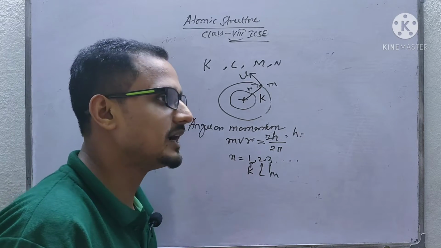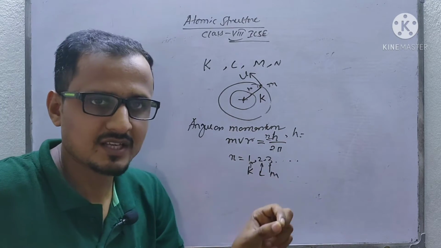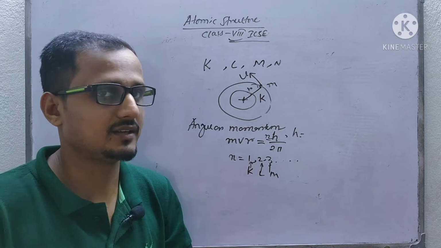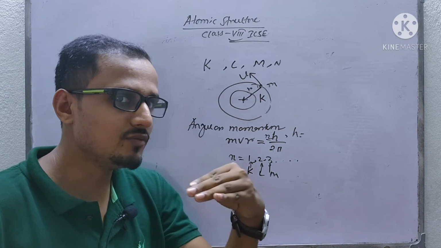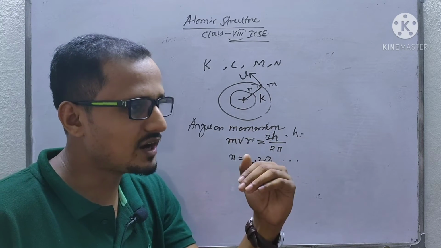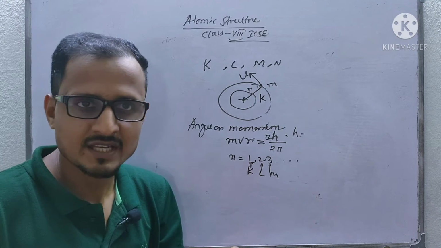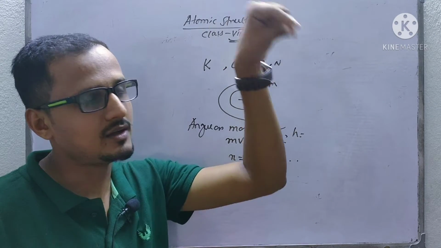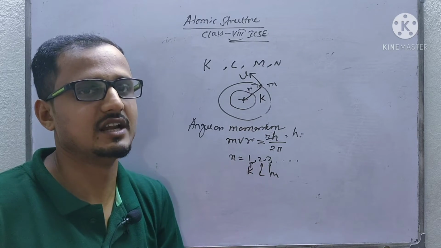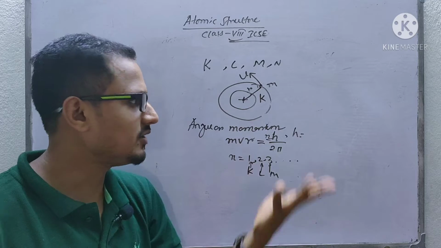Now again Bohr told that while revolving around the nucleus in an orbit, the electron will neither gain energy nor radiate energy. But while moving from one orbit to another, from a lower energy state to a higher energy state, it will absorb energy, and while moving from a higher energy orbit to a lower energy orbit, it will release energy. This is the theory of Bohr's postulate.